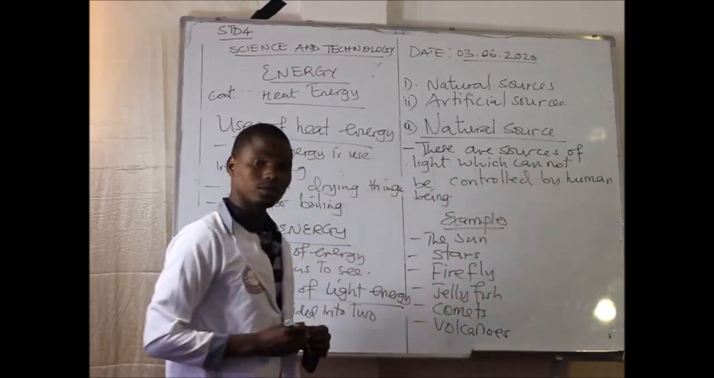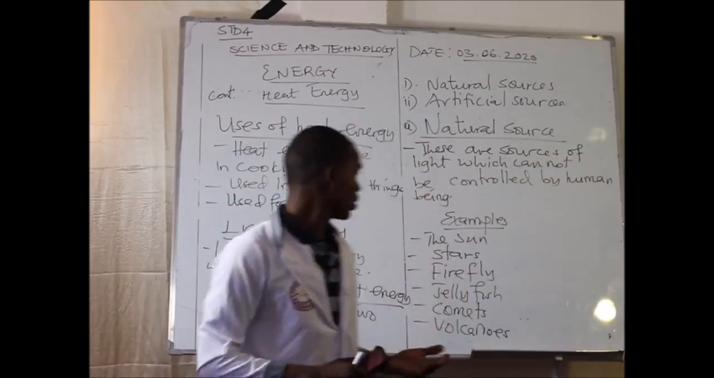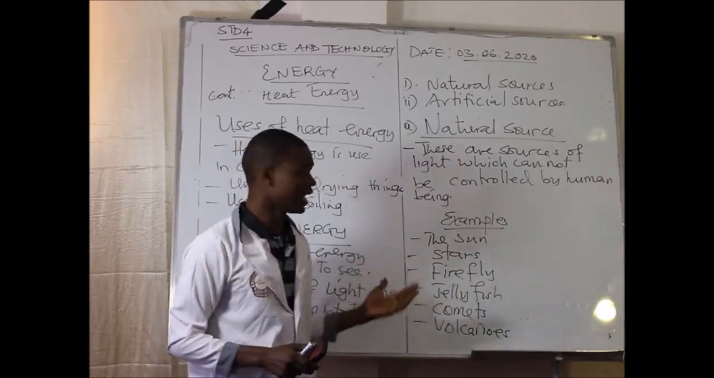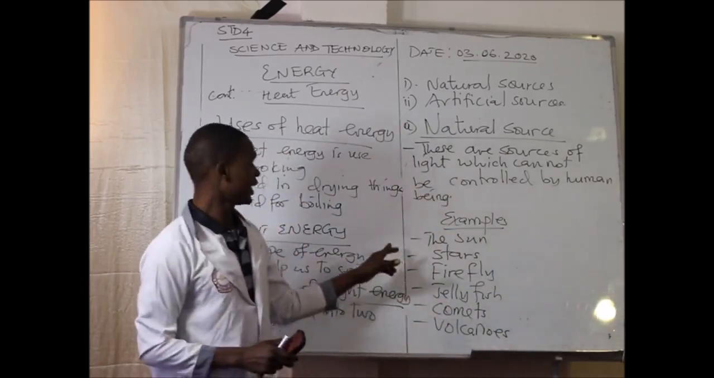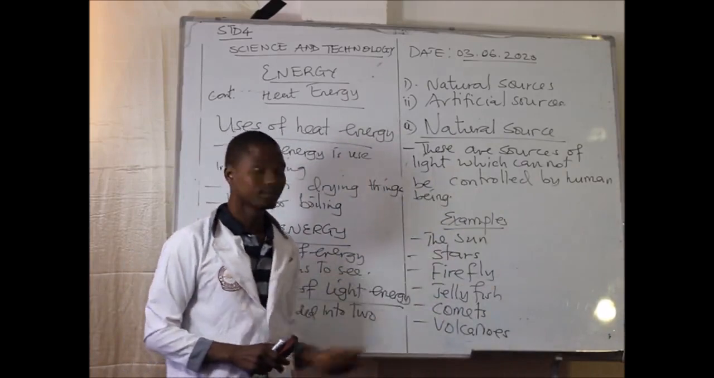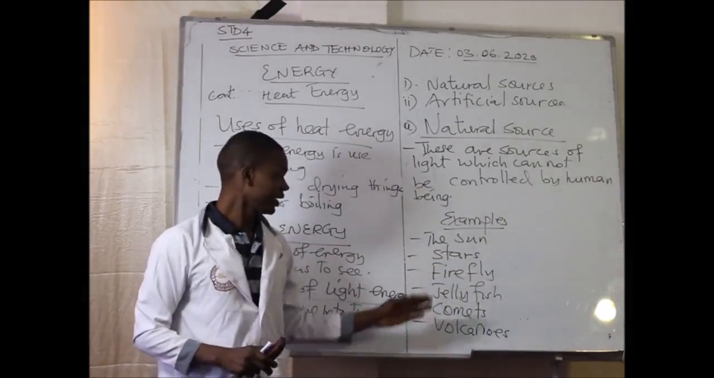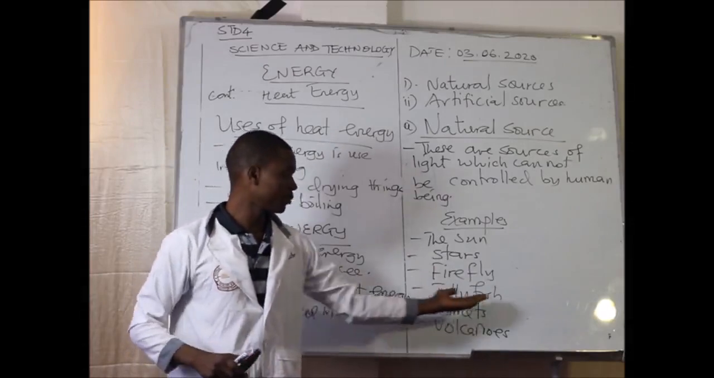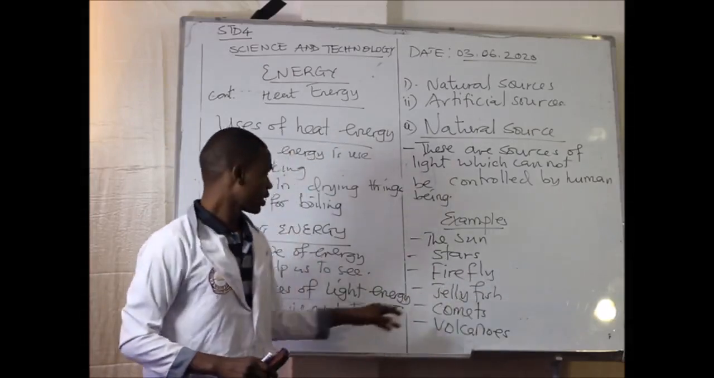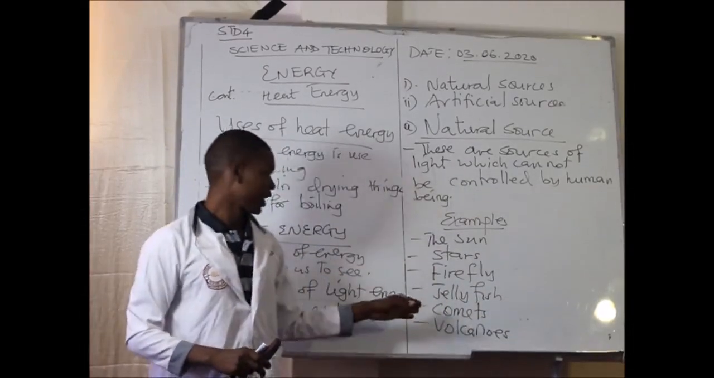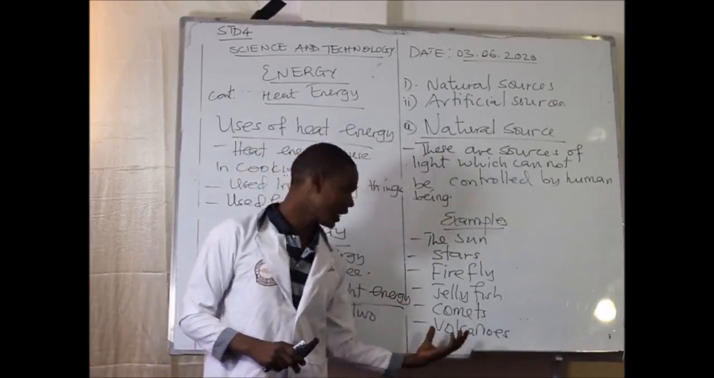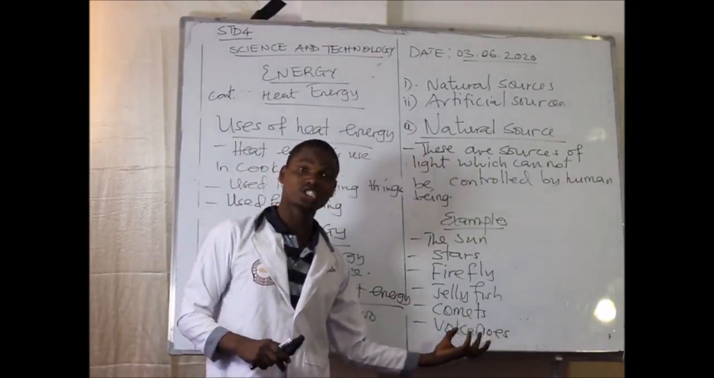So, those are just a few examples of natural sources of light. We have said the first one here is the sun, the stars, firefly, jellyfish, this one may be new to you. Comets, volcanoes. These are active volcanoes which erupt.